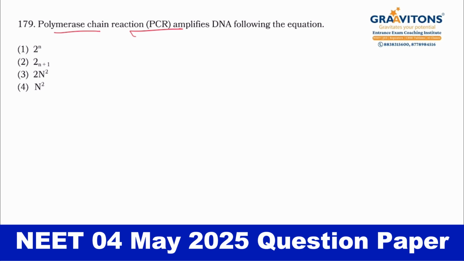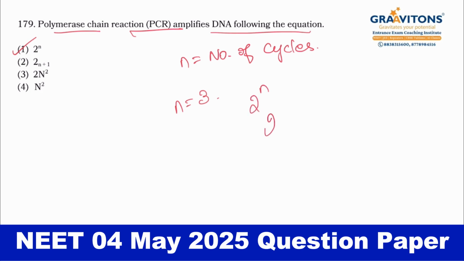So the next question is question number 179. Polymerase chain reaction amplifies DNA following the equation. So here the answer is 2 power n, where n represents the number of cycles. So say for example, if we take n is equal to 3, so 3 times when you are running the PCR, it is 2 power 3. So you will get 8 copies of the DNA. Like this, the amplification will be occurring. So answer for this question is option 1.